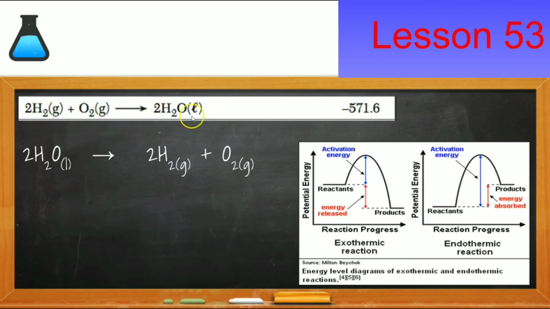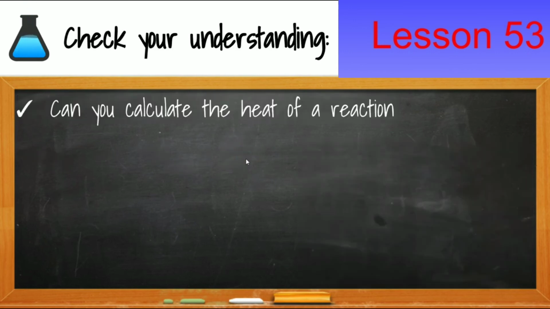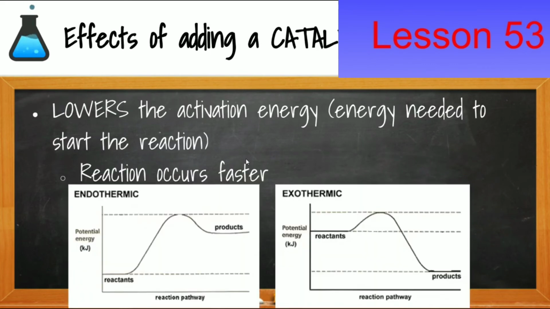Now when we look at delta H, we can see that the synthesis of water is an exothermic process releasing negative 571.6 kilojoules. Now, if we reverse the chemical reaction by beginning with the products and decomposing to the reactants, we can reverse the delta H. So the reverse reaction has a positive 571.6 kilojoule value for its delta H. At this point, you should be able to calculate the delta H of a reaction.